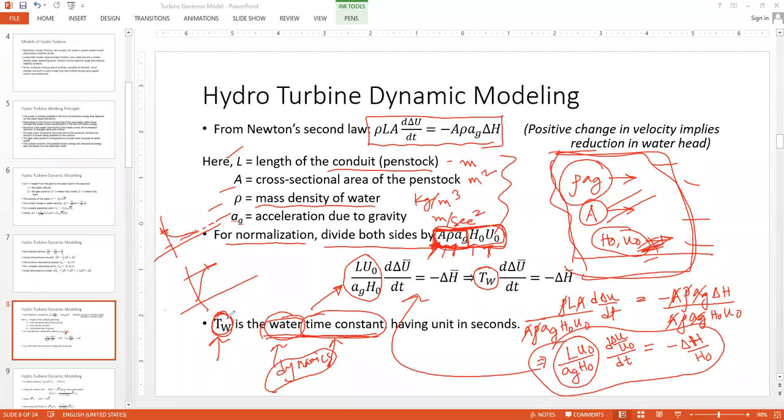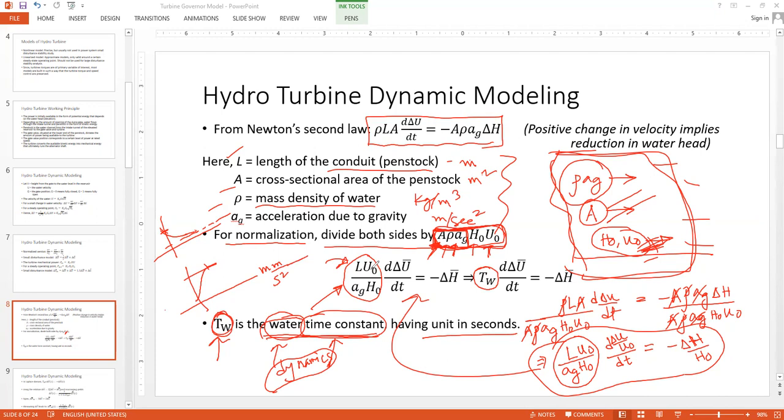The unit should be in seconds. Remember, the unit should be in seconds because it is a time constant. Always cross check whether this gives you back a unit of seconds or not. So let's check. L is the length, so this is meter. U naught is the velocity, so it is meter per second, divided by Ag. What is Ag?